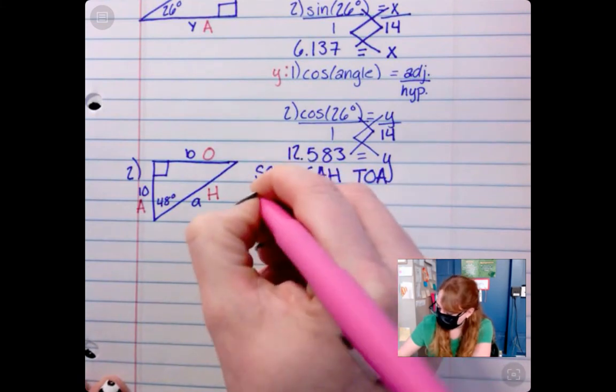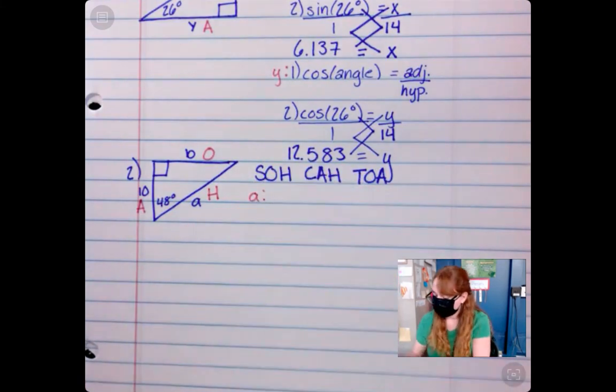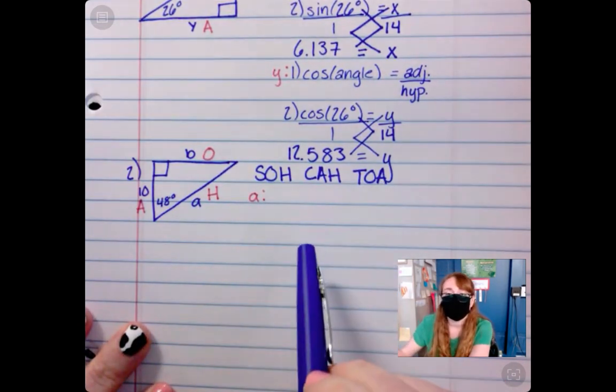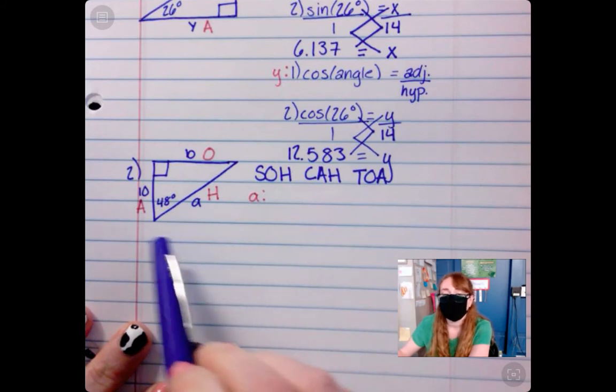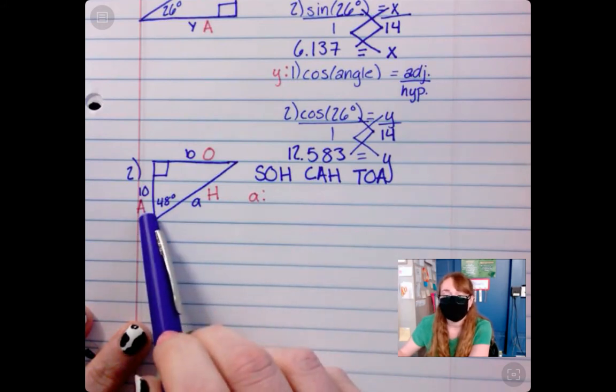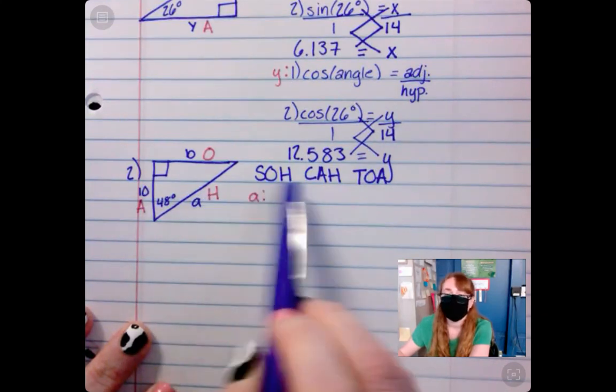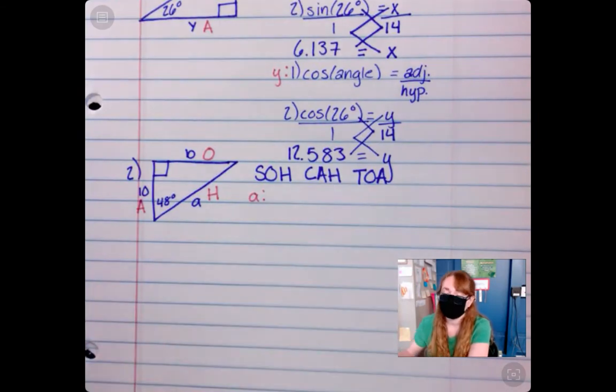I would like to solve for A first. So that is our hypotenuse. So we know that we have to pick a trig function with an H in it. Okay, and we know our adjacent side. So we know we have to pick a side with an A in it as well. So we need something with A and something with H. So that's going to be our cosine again.